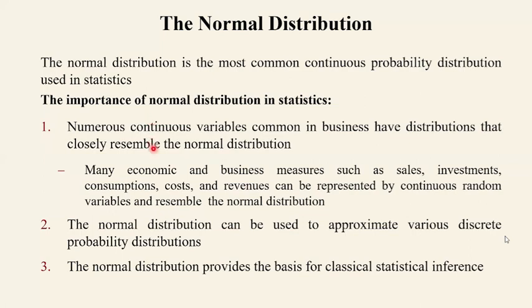One, most of our variables related to business have a distribution that closely or approximately follows the normal distribution. For example, many economic and business measures such as sales, investments, consumption, cost, and revenues can be represented by continuous random variables and resemble the normal distribution, right?